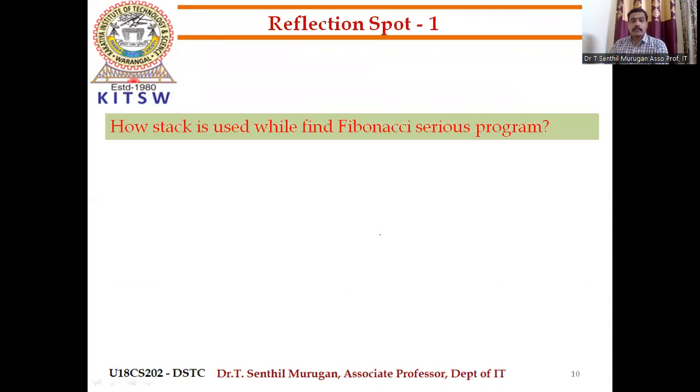Now it's time for the reflection part. You can answer this question: how is the stack used while finding the Fibonacci series in the program? So how does the stack work if we are using the recursive function? I will give 10 seconds, so you think about that.